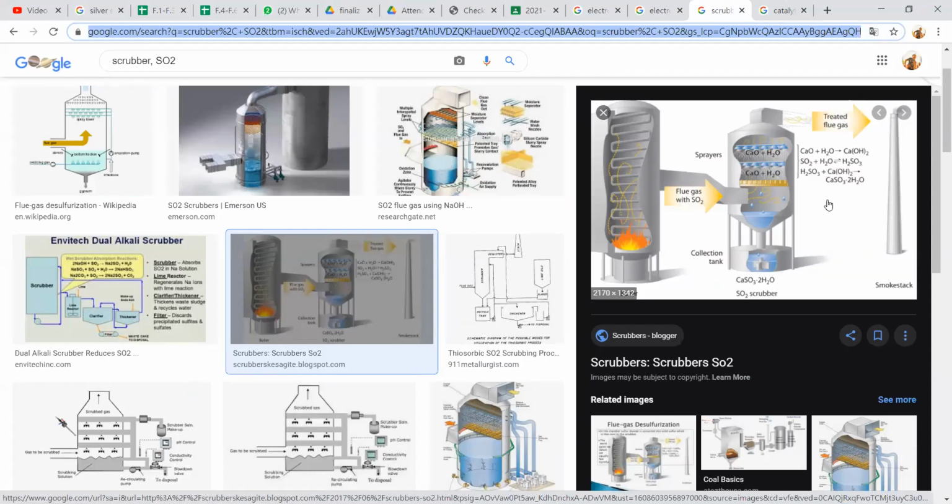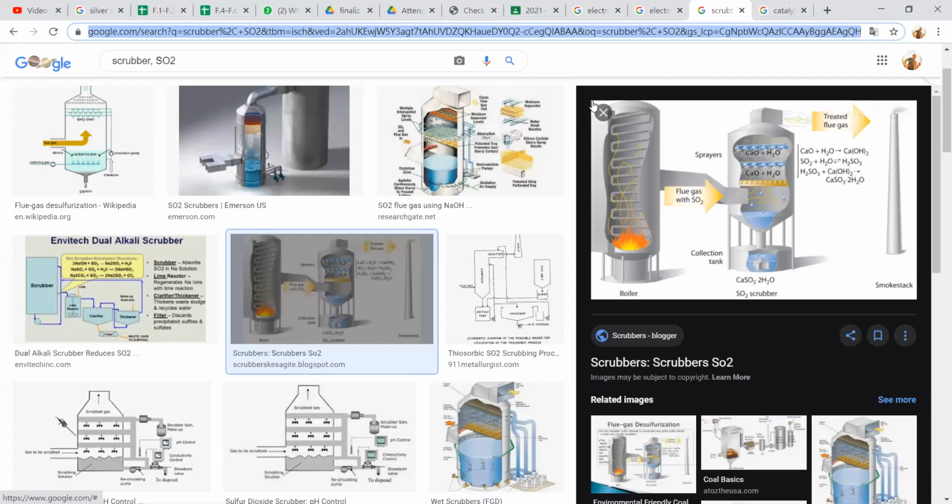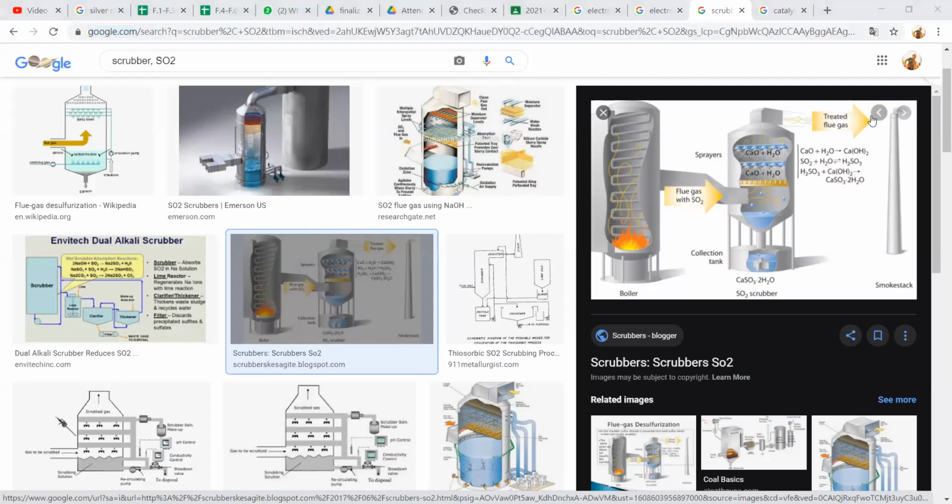In soybean water you are going to collect them. Okay, how about catalytic converter?